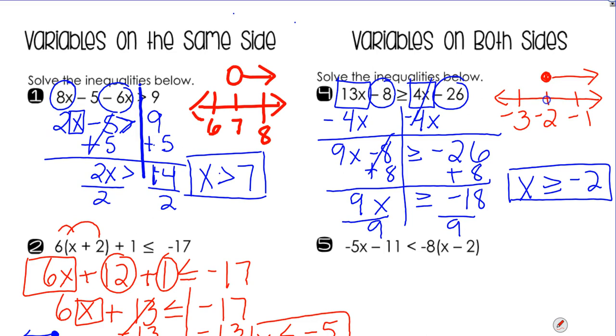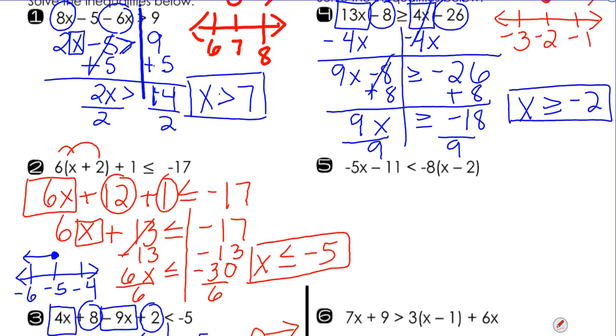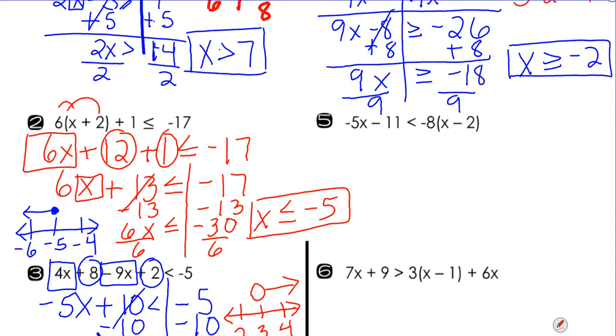Number 5. Okay. This time I have to use the distributive property first because we have parentheses. So I'm going to rewrite my inequality. Negative 8x, right? Negative 8 times x. And then it's negative 8 times negative 2. So this is actually going to be plus 16. Do you guys see that? Because it's negative 8 times negative 2 because I'm subtracting 2.